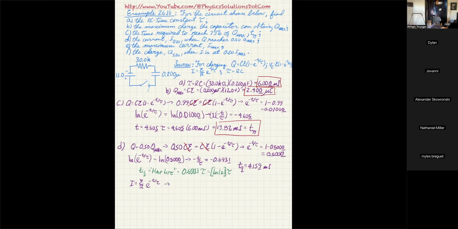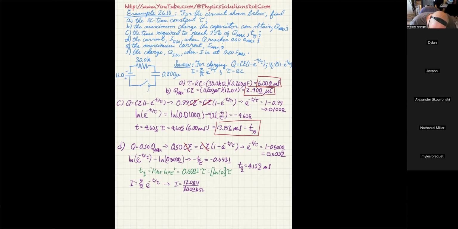We're going to now say that I is equal to E over R. Now notice E over R, E is 12.00 volts and R is 30.00 kilo ohms. So when you divide a volt by a kilo ohm, that's going to give you a milliamp. So that's how I'm dealing with this. And then all of that times e to the negative t over tau.